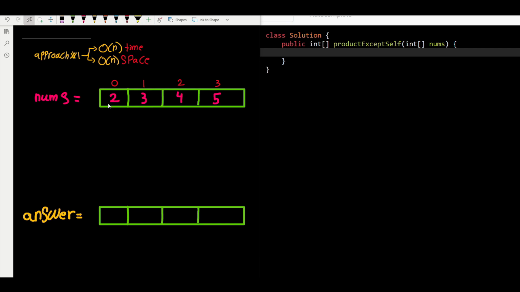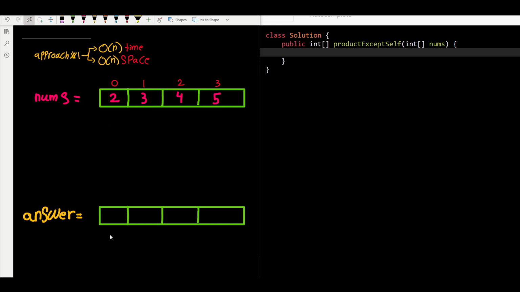As you can see, I have written the nums array, and my nums array contains the values 2, 3, 4, 5, and at the bottom I have the answer array that we will return and that we will fill out together. Now, since we cannot use a division operation, let's start with some examples. Maybe it will help us see the pattern of the question.